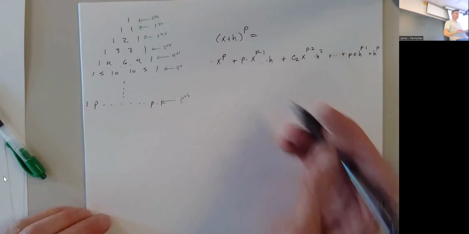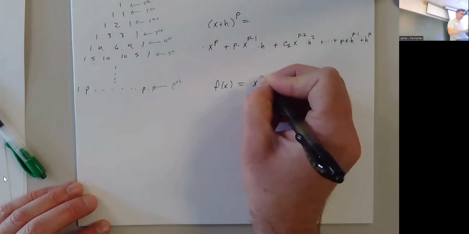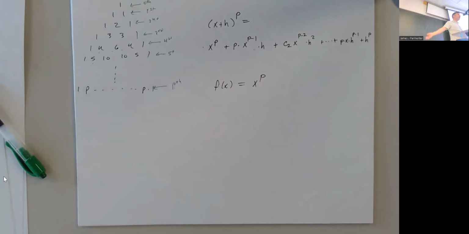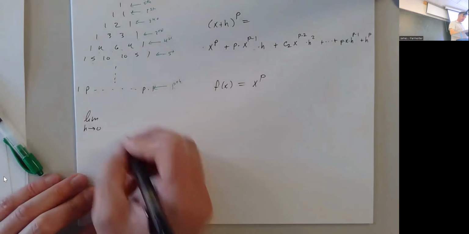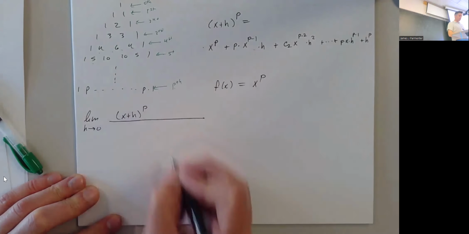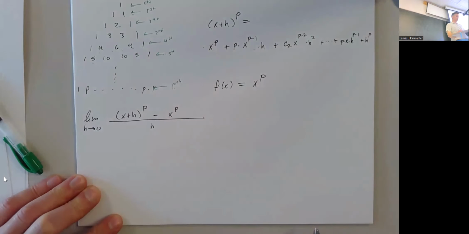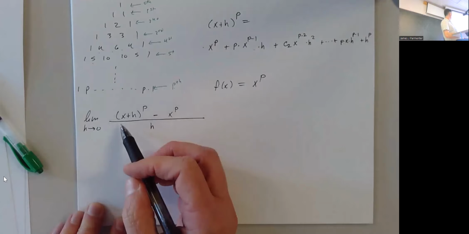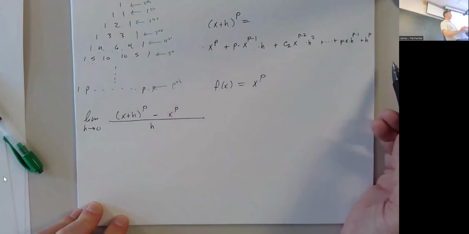So now let's find the derivative of x to the p, which we already know is going to be p times x to the p minus 1. But we're going to show it using the limit definition. Things are going to get a little bit ugly here, but that's okay. We're going to have x plus h to the pth power minus x to the pth power all over h. But then we're going to replace this x plus h to the p with this long expanded version of it.